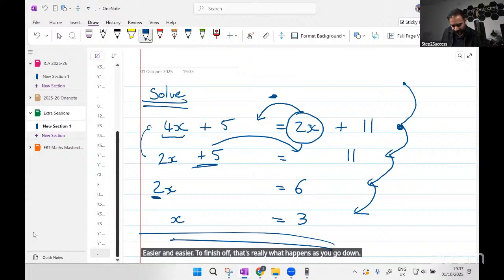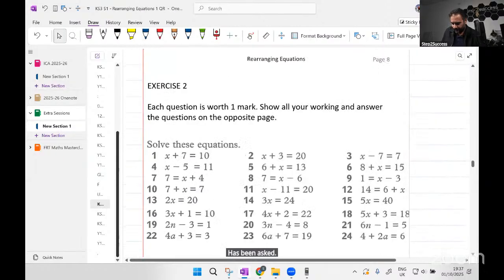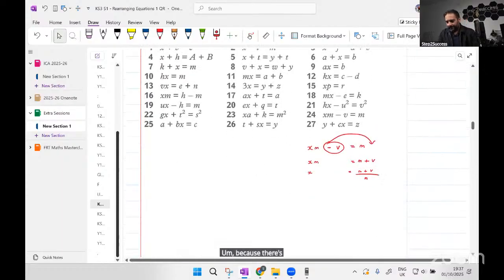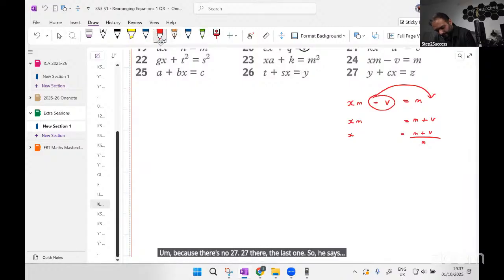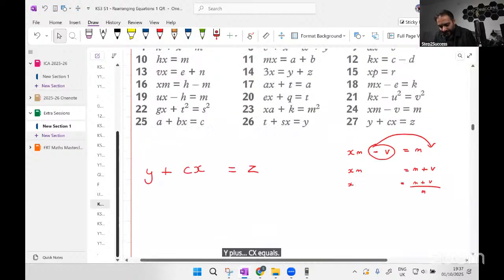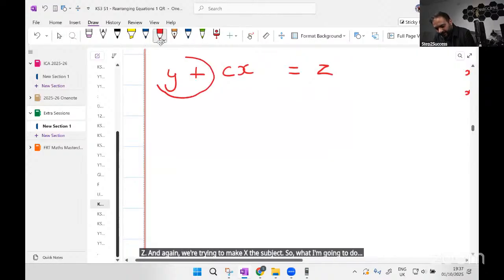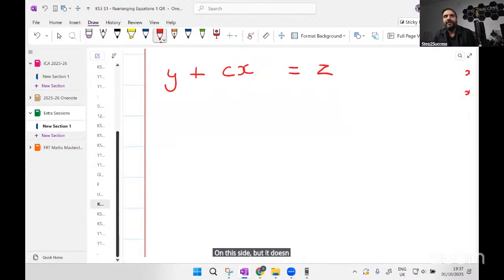27 year 7 has been asked. I presume that's on this page, because there's no 27 there, the last one. So it says y plus cx equals z. And again, we're trying to make x the subject. So what I'm going to do is deal with this first, okay? I know it's on this side, but it doesn't matter. We still do the same thing.